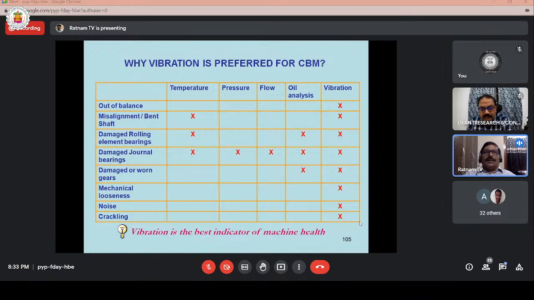In vibration, all of these can be identified: imbalance, misalignment, bent shaft, damaged rolling bearings, journal bearings, damaged worn out gears, mechanical looseness, noise, cracking, everything can be identified by the vibration data. So vibration is the best indicator of machine health. So vibration is preferred for condition-based maintenance.